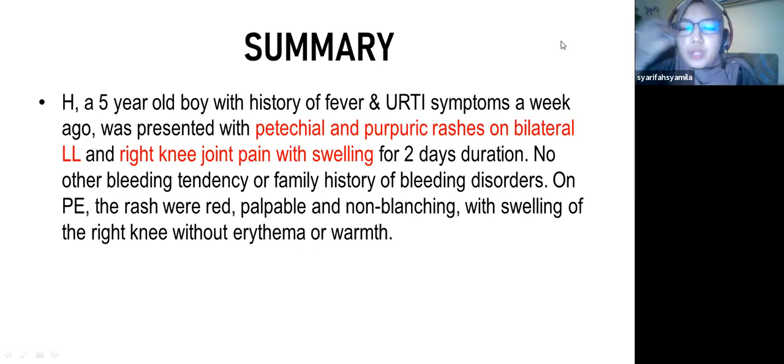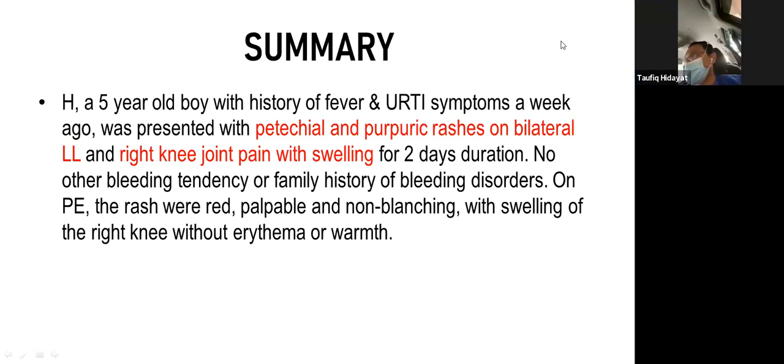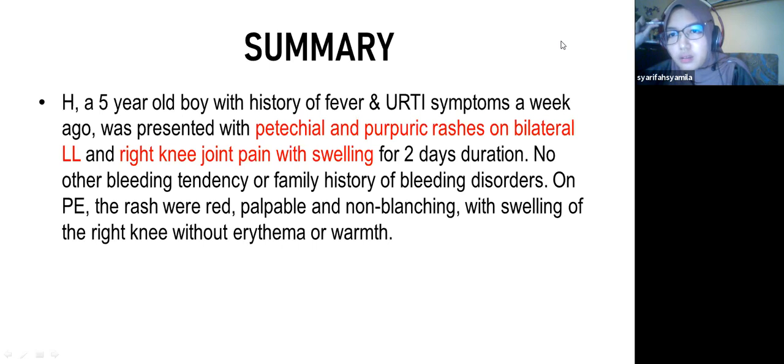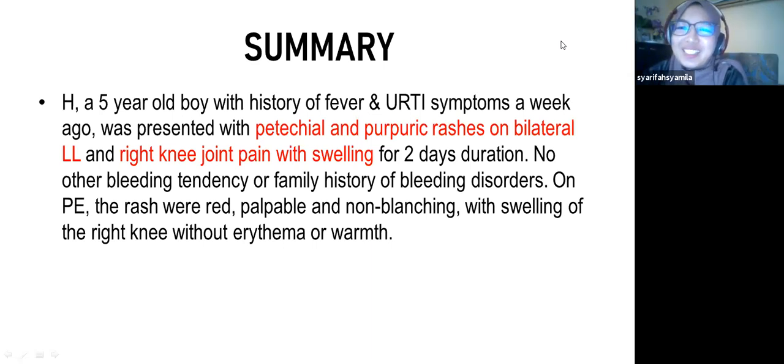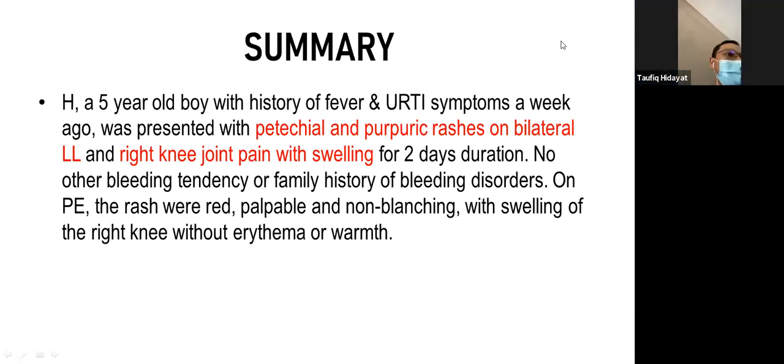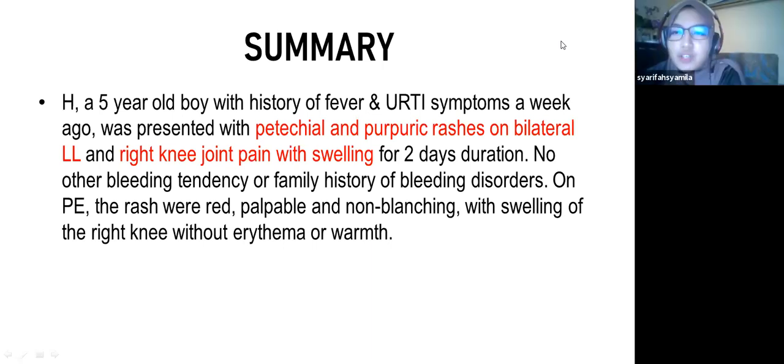The investigations to rule out other differential diagnoses. But first, to support the diagnosis. In view of the pathophysiology of HSP, renal biopsy? This one is for nephritis. Can you explain the pathophysiology first? Oh, inflammatory markers. Okay. So HSP is a small vessel vasculitis.